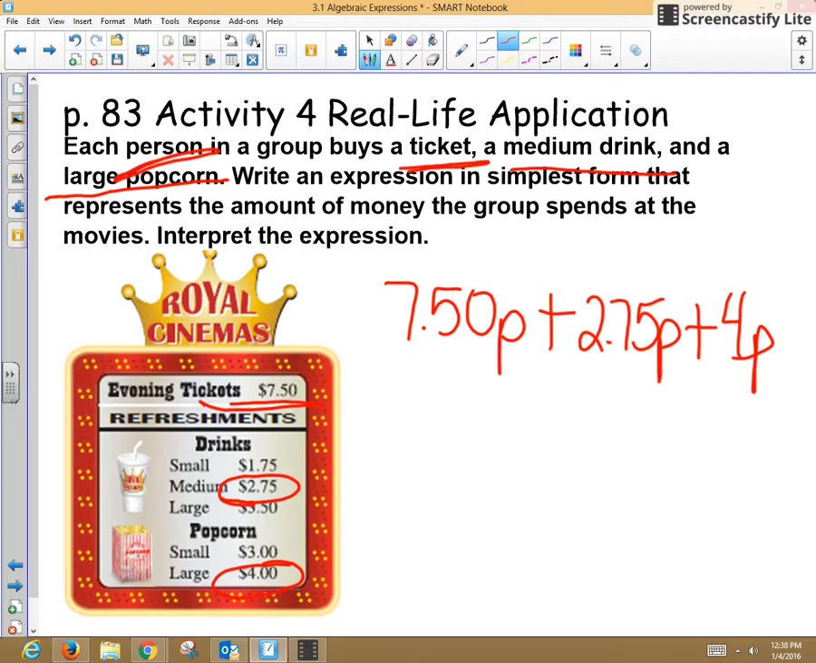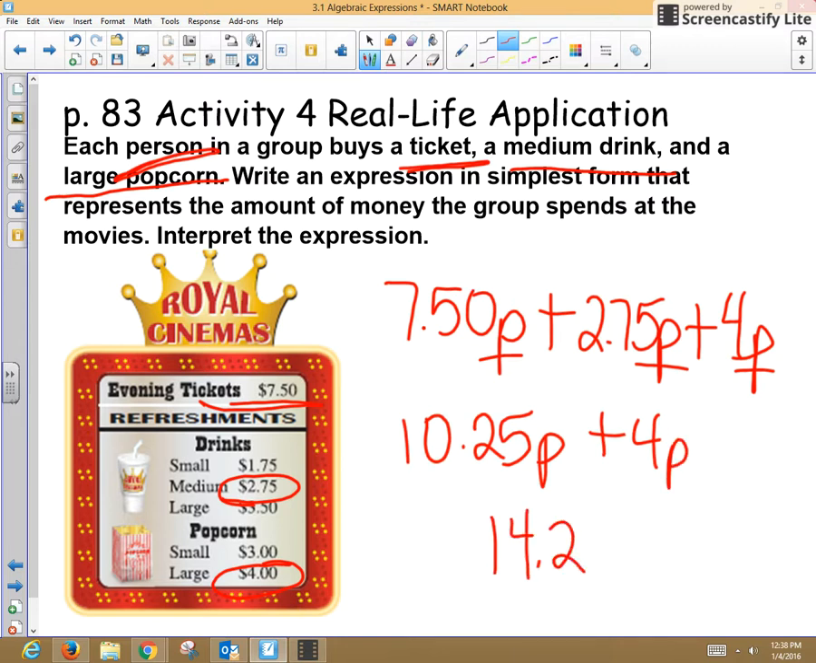Now to simplify this, we have like terms. So I can combine the numbers, the coefficients in front of each of those variables. 7.50 and 2.75 is 10.25P, plus 4P makes it 14.25P. So that means every person is going to spend $14.25 for the ticket, the medium drink, and the large popcorn. So we have just simplified the expression and interpreted its meaning.